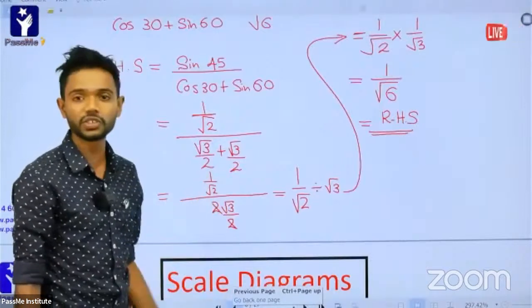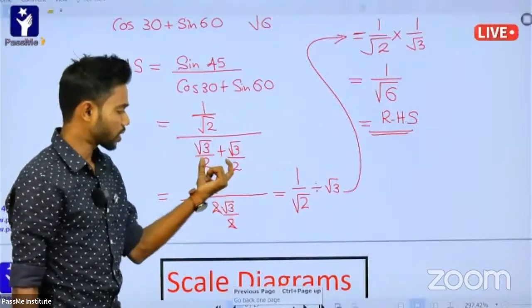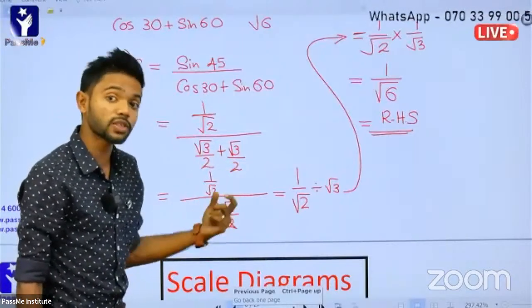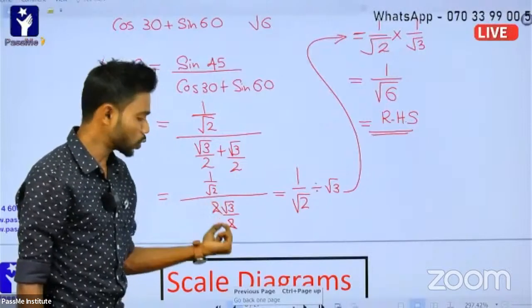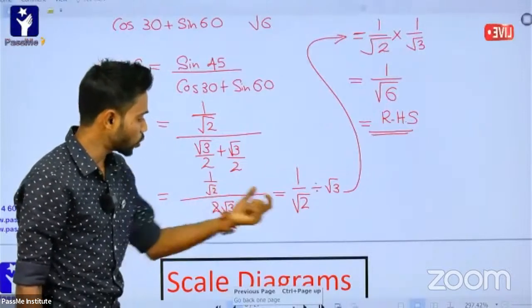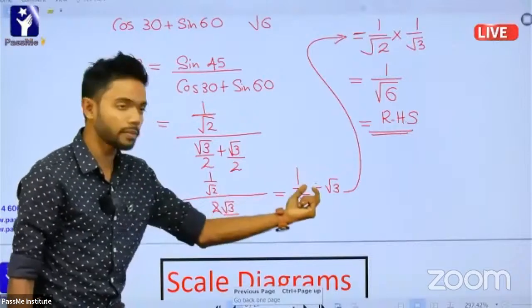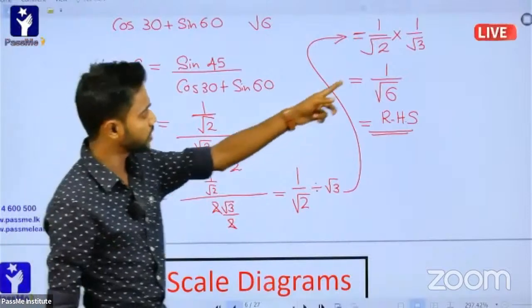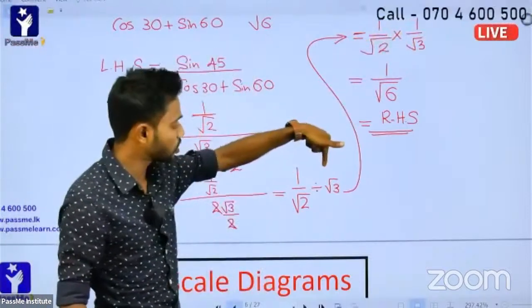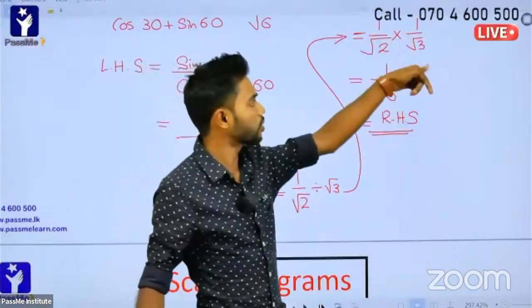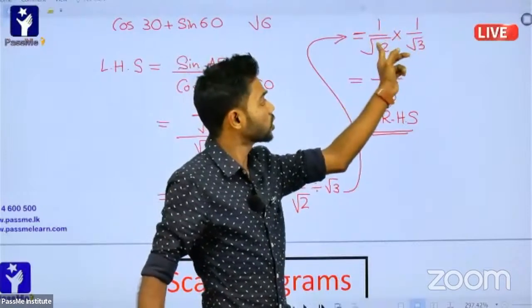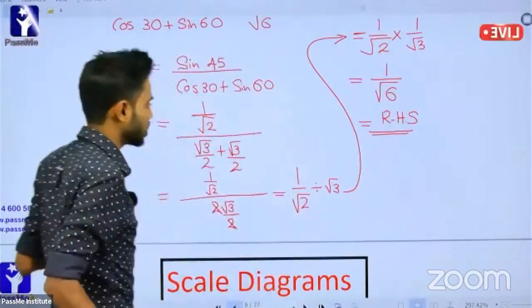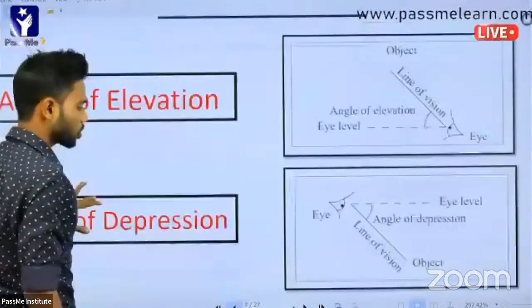When you add these two, here we get root 3 over 2, root 3 over 2, again 2 times root 3 over 2. 2 will cancel out. 1 over 2 I can write like this, and for the division sign I'm using this one, and root 3 here. So you can take the reciprocal. So root 3 goes to the bottom and the 1 becomes top. So root 3 into root 2 becomes root 6. So that's the right hand side. So the next one.